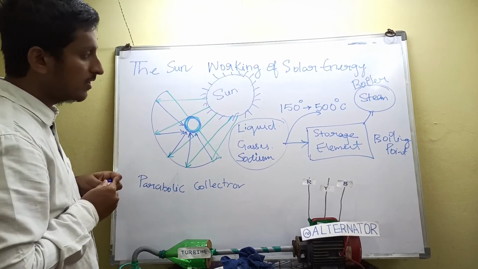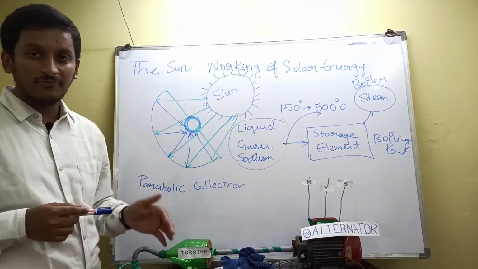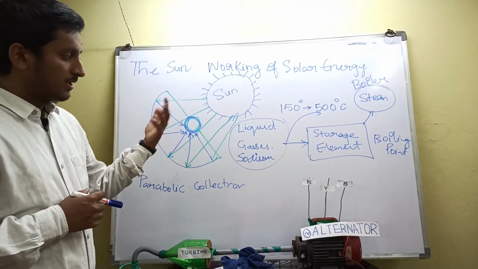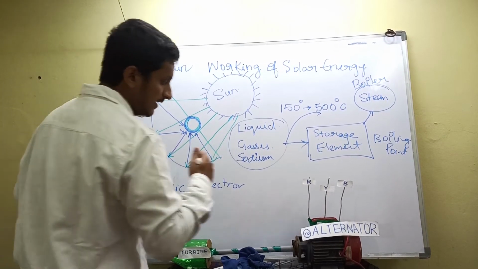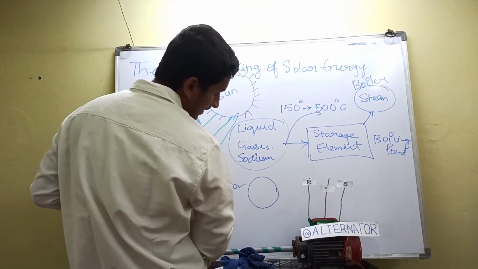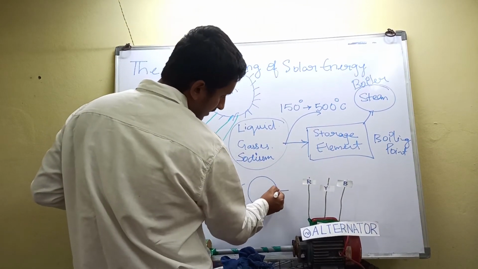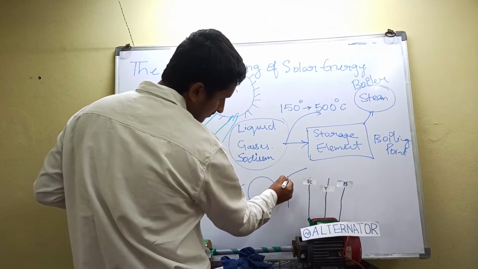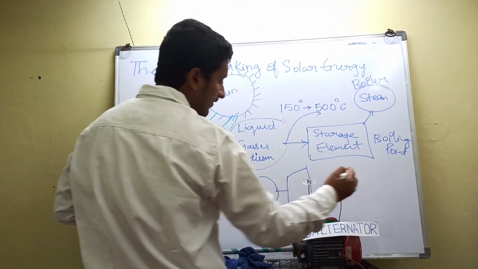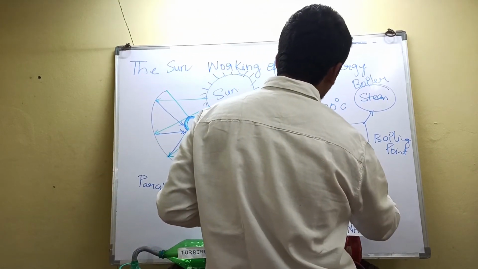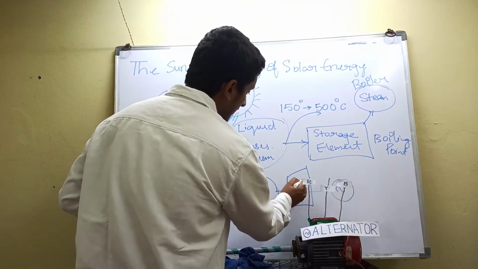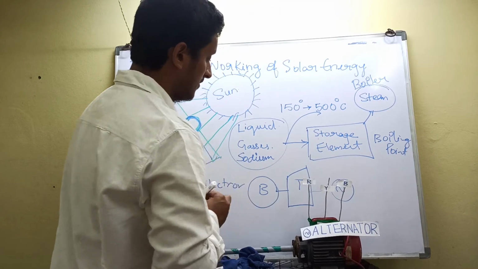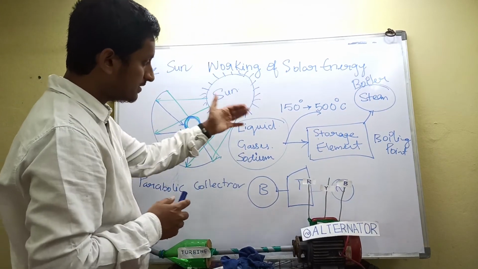As I said, there is a common point for everything, that is the class that I explained before. There will be a boiler setup. After that, there will be a turbine. After that, there will be an alternator. Boiler, turbine and alternator.